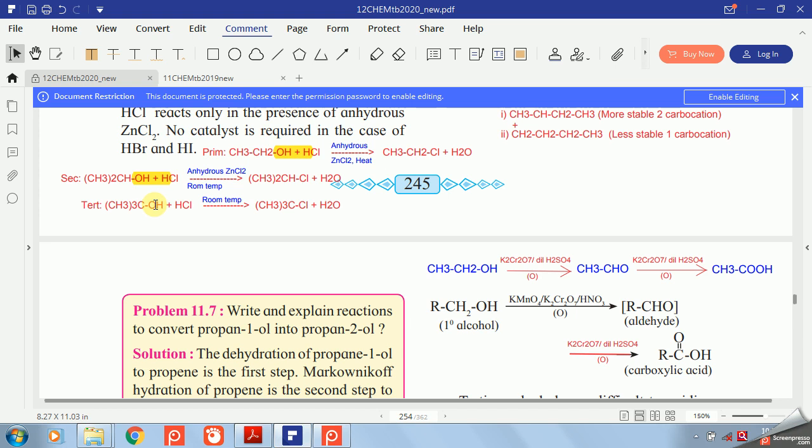Then, as tertiary alcohol is most reactive among these three, again hydrogen of HCl and OH of your alcohol combine to produce the product, and Cl replaces the OH from that alcohol. As tertiary alcohol is most reactive among these three, there is no need of catalyst. Only at room temperature these two can react. So it is very important to write anhydrous ZnCl2 and heat when your alcohol is primary, and when it is secondary there is no need of writing the heat, and in case of tertiary alcohol simply you have to write room temperature.